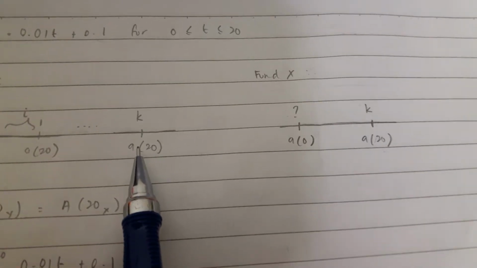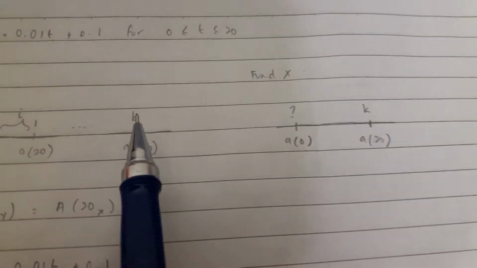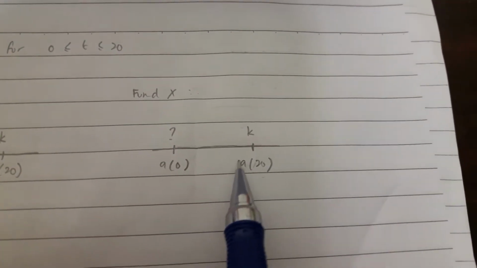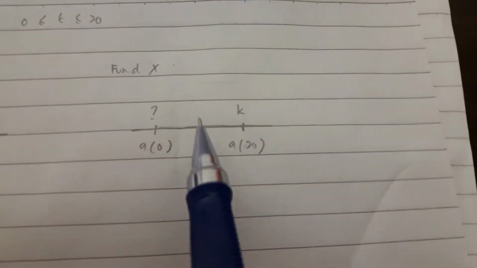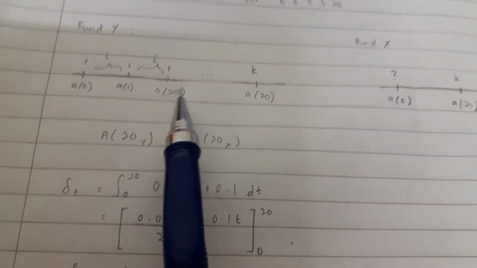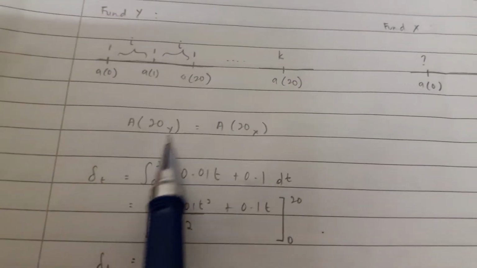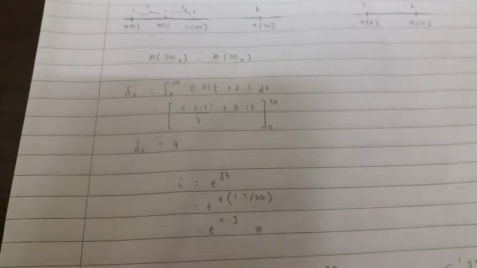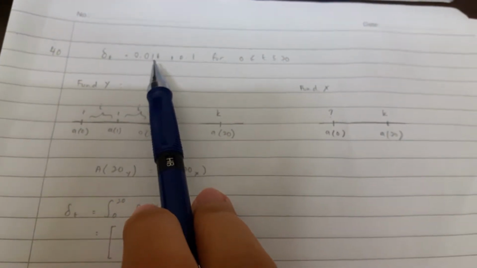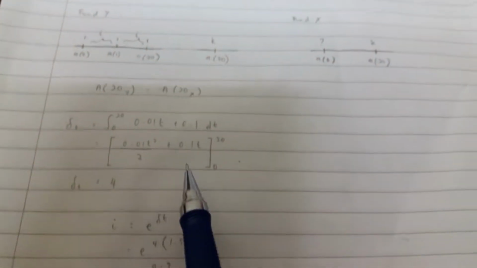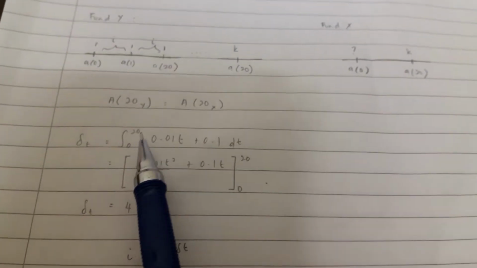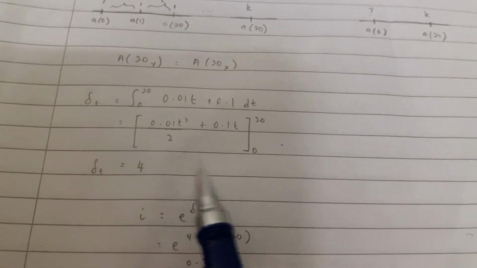And it says to find the end of 20, so we put K here. And for fund X, it says the value of fund X at the end of 20 years is the same as fund Y, so we put equal here. The next step is we integrate the equation above, and T is from 0 to 20, so we put 20 and 0, and we find delta T is equal to 4.